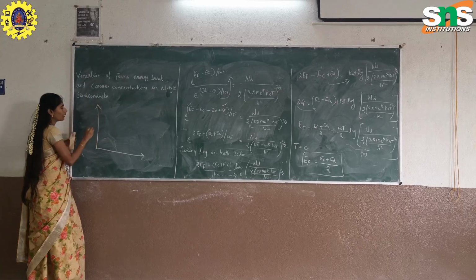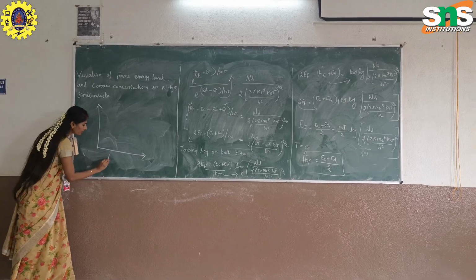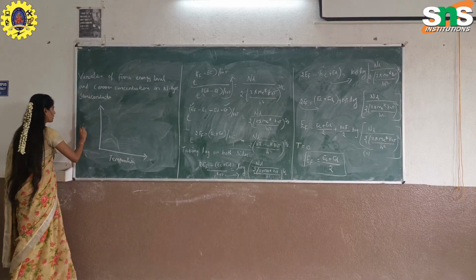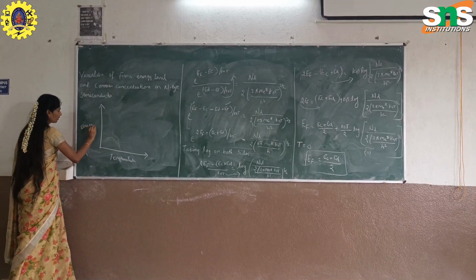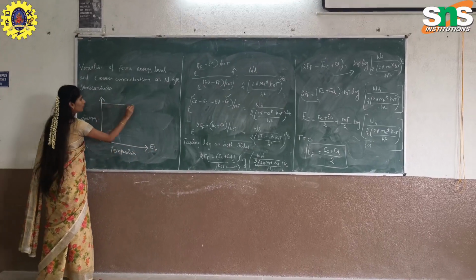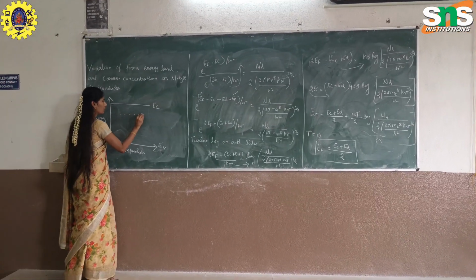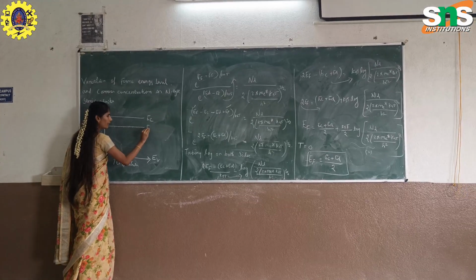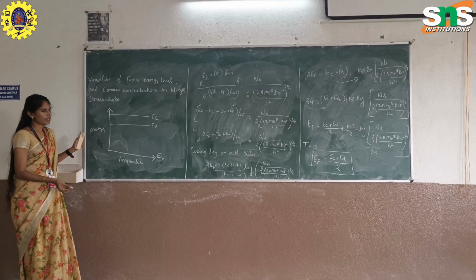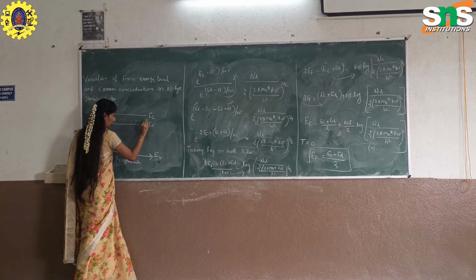Fermi energy level is intermediate between the donor energy level and the conduction level. The graph is plotted between temperature and energy. First, the valence band is denoted by EV, the conduction band is EC, and the donor energy level is denoted by ED. In an N-type semiconductor, the Fermi energy level is always intermediate between the donor energy level and the conduction band. That is called EF.